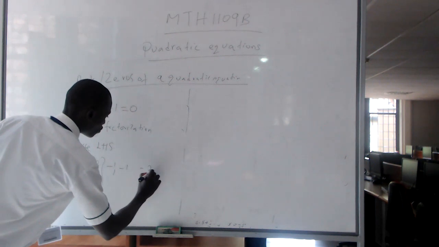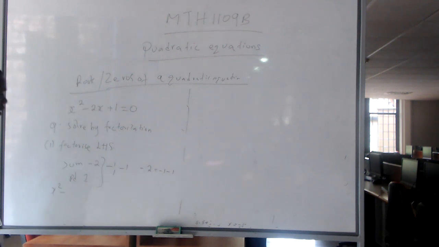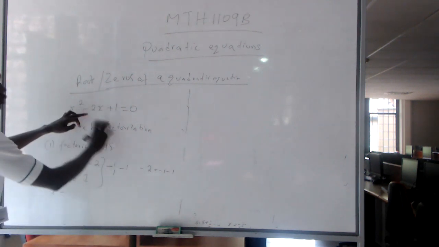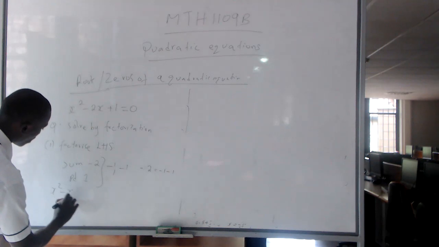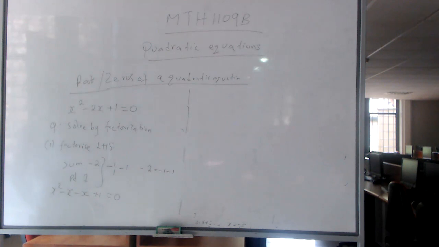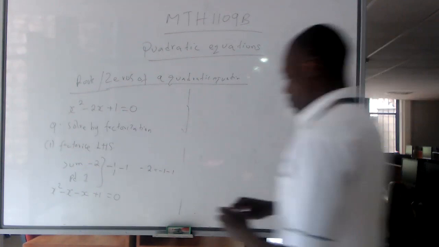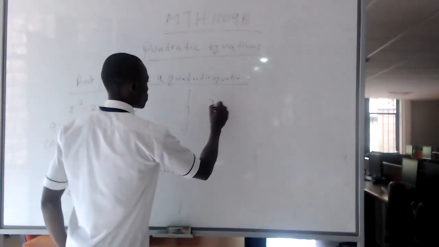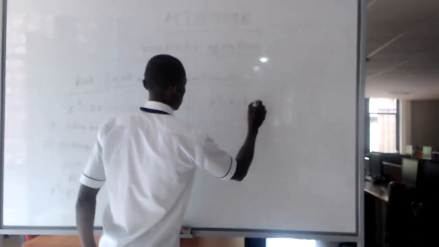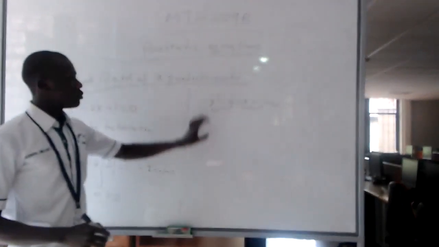So I can write -2 as -1 minus 1. Therefore, instead of -2x, I will have x squared, -x, -x plus 1 is equal to 0. Good, so you need to group these terms. So x squared minus x is your first group, and minus x plus 1 is your second group. Then pull out the common term.